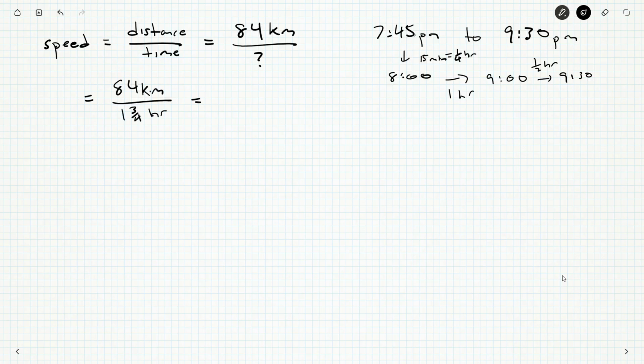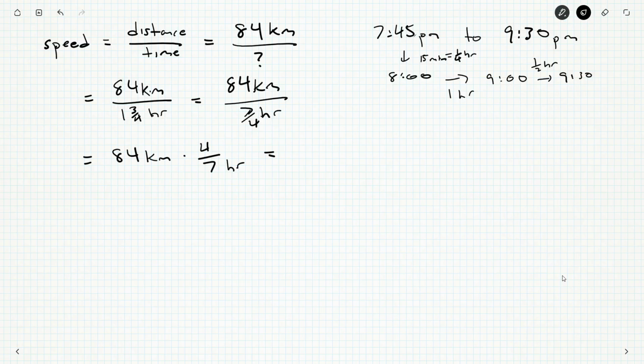Now, I'm not going to leave it as a mixed fraction. Because I don't want to get out my calculator, I'm going to write it as an improper fraction. Oops, not kilometers, hours. How do we divide by a fraction? We invert and multiply. So it'll be 4 over 7 hours.